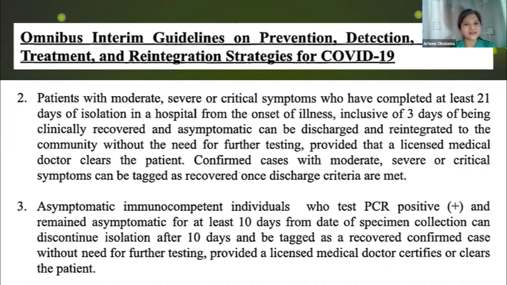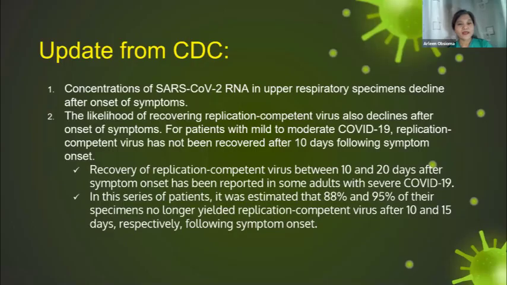confusion in the community, because many patients still want to be tested. They want to be assured that they are really negative, and many patients need to stay in the different facilities and cannot be sent to their homes because of this fear. So an update taken from the Centers for Disease Control said that the concentrations of SARS-CoV-2 RNA in the upper respiratory specimens decline after the onset of symptoms.